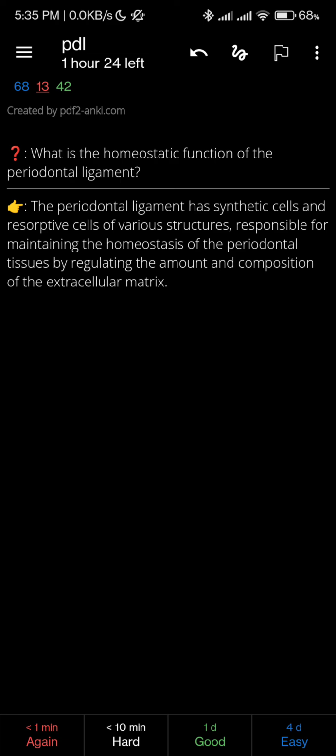Yeah, synthetic cells responsible for maintaining the homeostasis of the periodontal ligament by regulating. You regulate it, okay.